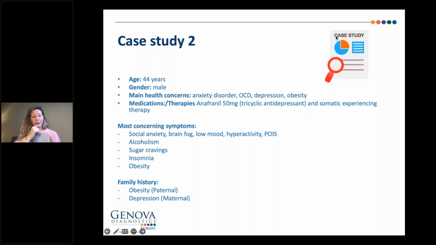He did have a high intake of alcohol. It really helped him to relax. Sugar cravings, insomnia, I already mentioned obesity. And in terms of his family history, there was some significant history there, at least in terms of his mental health on his maternal side.